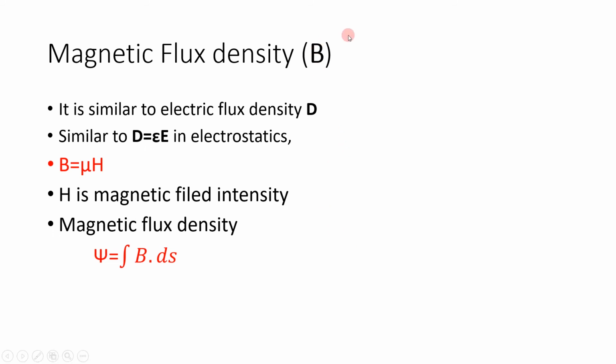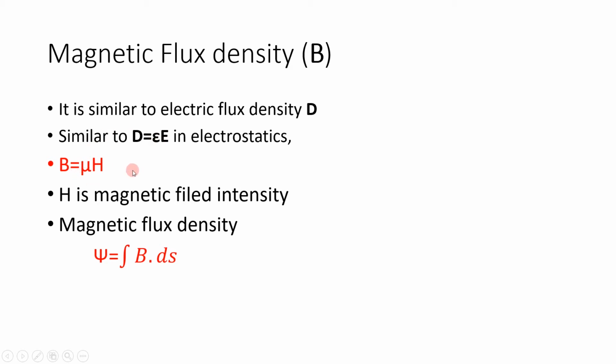Next, similar to D was electric flux density, magnetic flux density is B. Okay, that is a vector. And so flux will be surface integral of B dot ds, just like electric flux is equal to surface integral of D dot ds. So D and B are similar in electrostatics and magnetostatics. Similarly, H and E are similar. Okay, both are field intensities. So similar to D is equal to epsilon E, this relation is B is equal to mu into H. In electrostatics, epsilon is permittivity, whereas here mu is permeability.